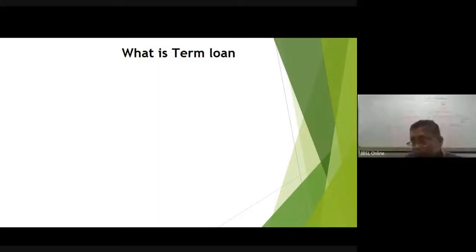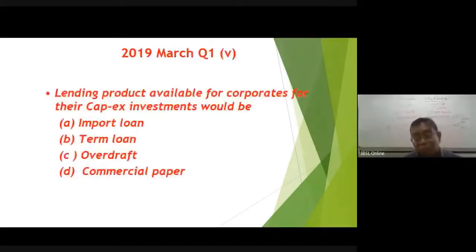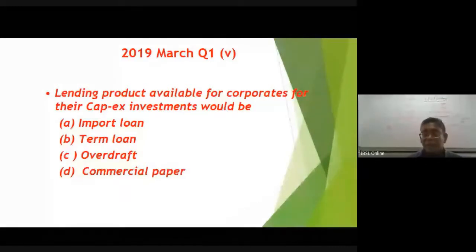Now, have you understood the first type of product we learned under borrowers, the term loan? With this knowledge, let's look at it. Can you answer this 2019 March question? Read the question and think of the answer. What may be the answer? This is your exam. Financial Clients Management, 2019 March, question number 1.